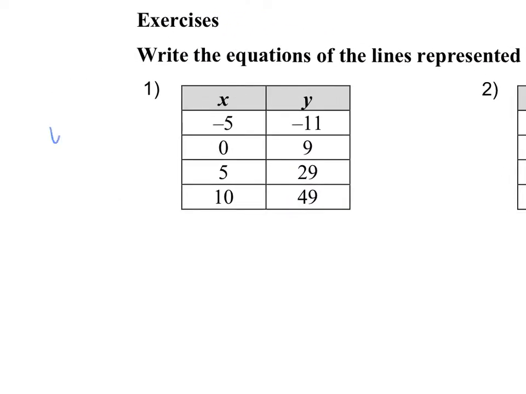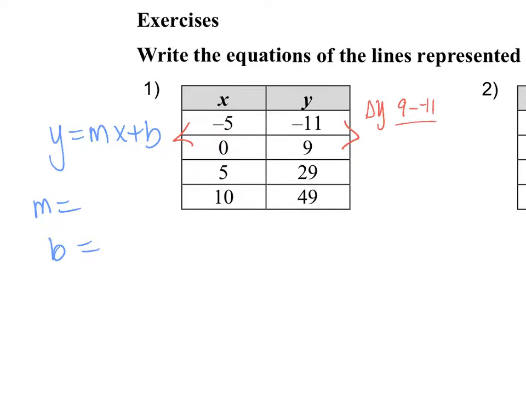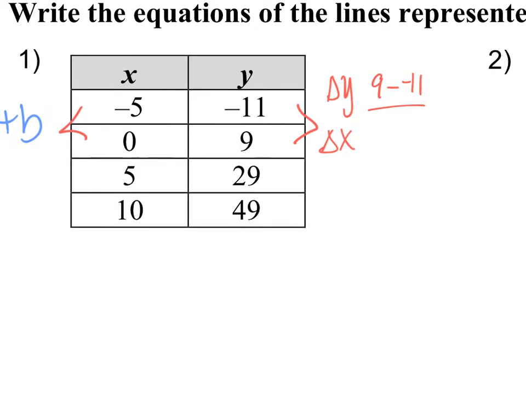So we want to write an equation. Y equals mx plus b is what we want the format to be. We got to find our m and we got to find our b. Okay, so first of all, let's figure out what our slope is. So figure out your change in y over your change in x. So 9 minus negative 11 is my change in y. You're finding your change in y. So 9 minus negative 11. Change in x, 0 minus negative 5.